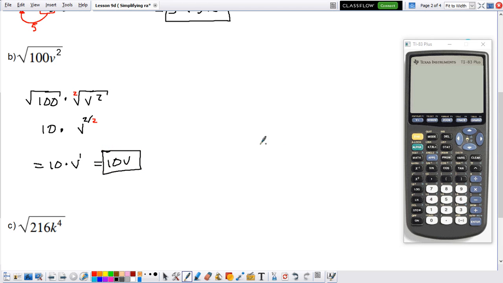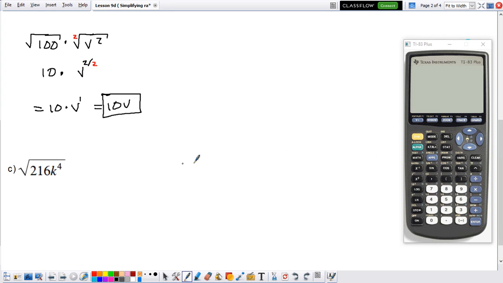So now, let's look at example C here. In example C, again, the first thing that you should try to do is try to rewrite the inside. So let's just separate that. So we're going to take the square root of 216 times the square root of k to the fourth.